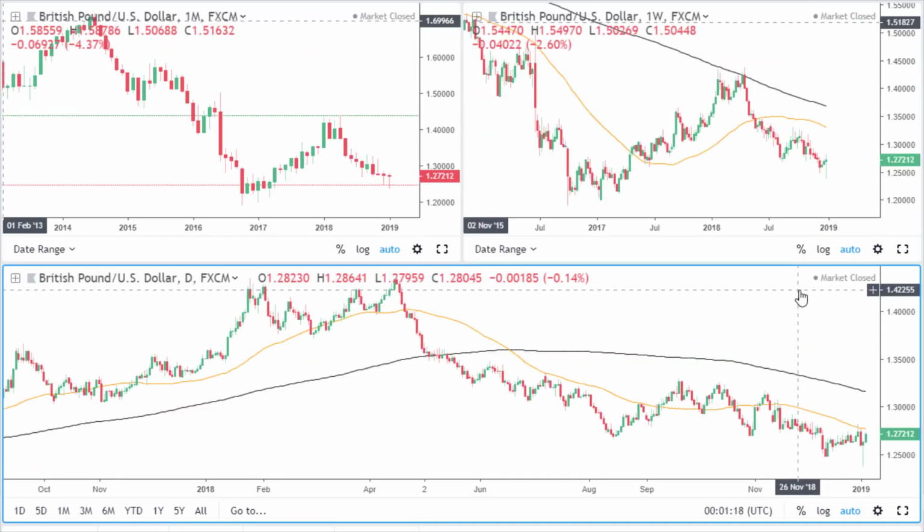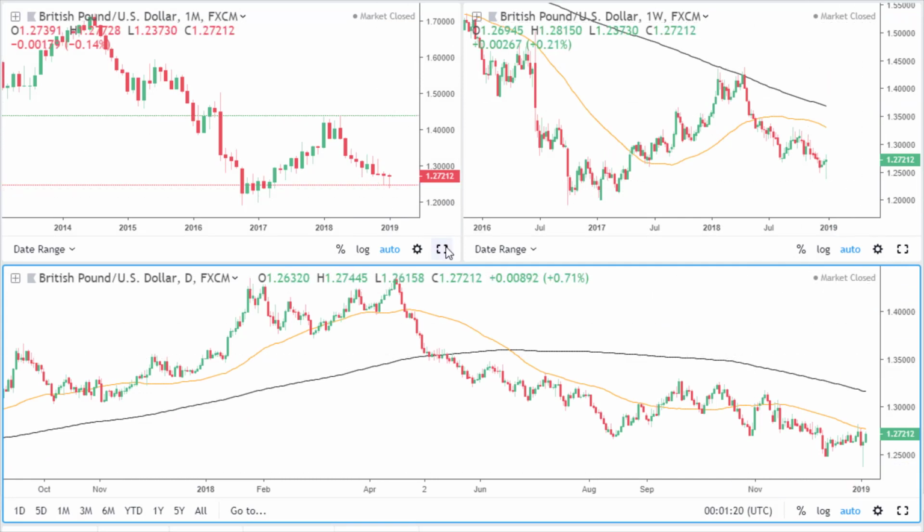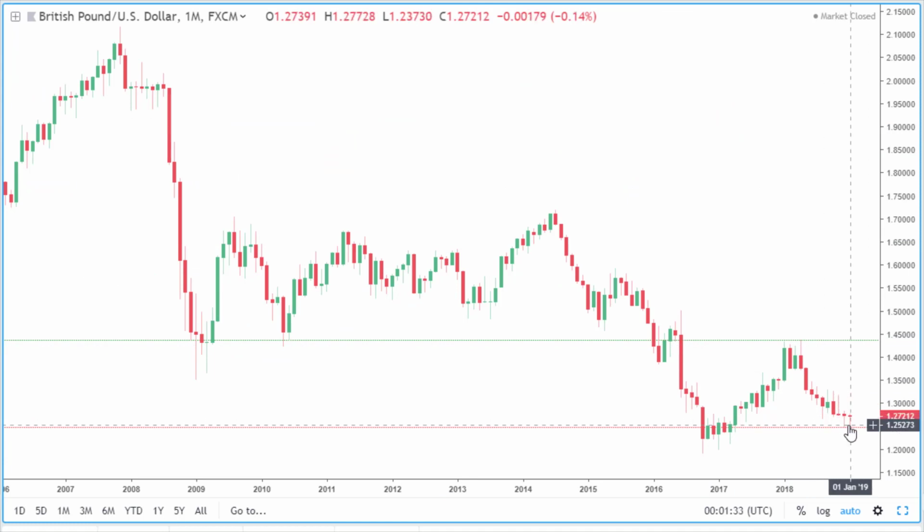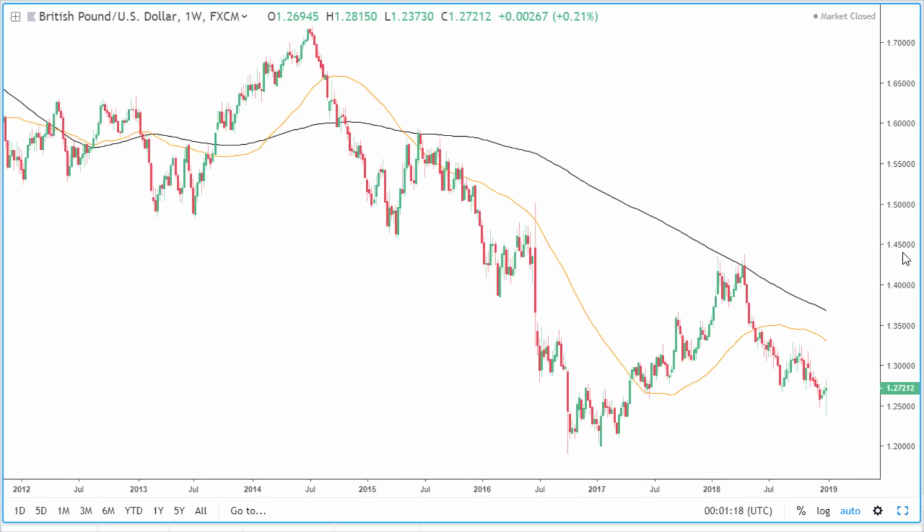Next forex pair we are looking at is the pound US dollar. On the monthly time frame, as you can see, price is currently sitting at last year's low, where it's currently finding support. Looking at the weekly time frame, price is below both the 50 and 200 simple moving averages, so we'll only be looking for shorting opportunities.